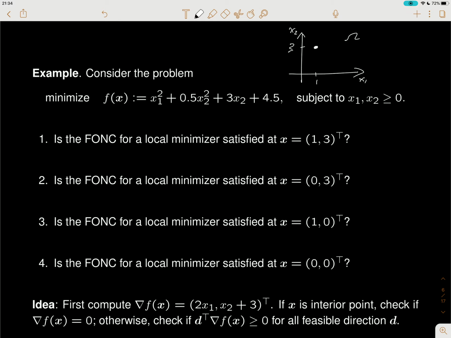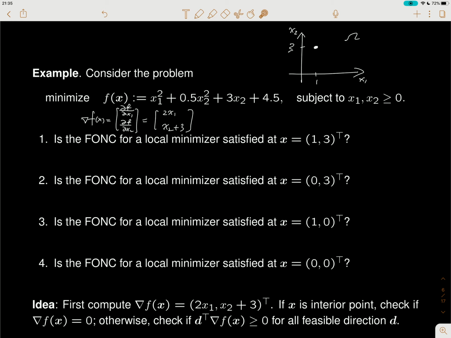So let's check. To do that, we first compute the gradient. The gradient of f is just the partial derivatives. The first component is the partial derivative with respect to x1. In this case, we fix x2 as a constant and only take the derivative with respect to x1. That gives us this, right? And when we take the derivative with respect to x2, we have 0.5 times 2 times x2, which gives me x2 plus 3. This is the gradient of f, and that's how we got this. I showed the answer here.